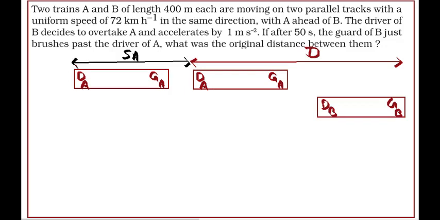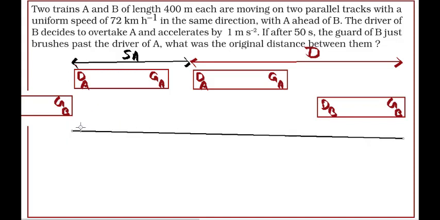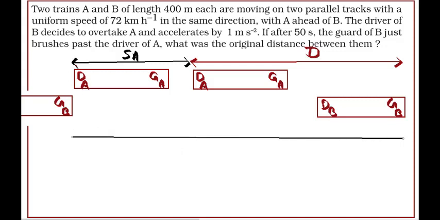Now what about the guard of the second train? The guard of the second train will also go forward and, overtaking by accelerating, overtakes the other train and reaches here. So the guard is now brushing past the driver of A. What is the distance traveled by the guard of train B during this time? You can see this is the distance traveled by the guard. We can call it SB, the distance traveled by B, because when the guard travels that distance, every point on that train travels the same distance.